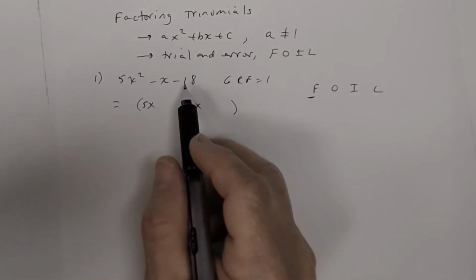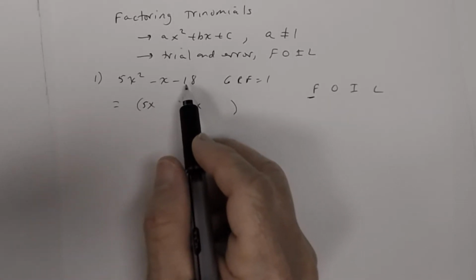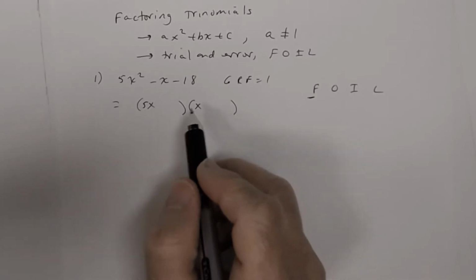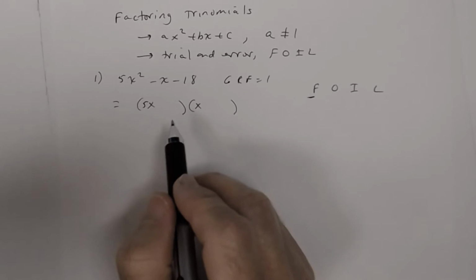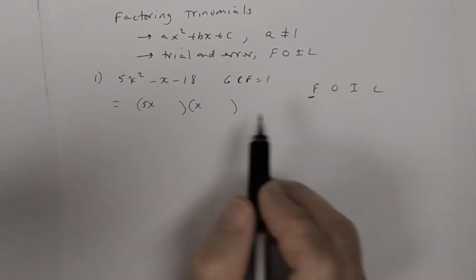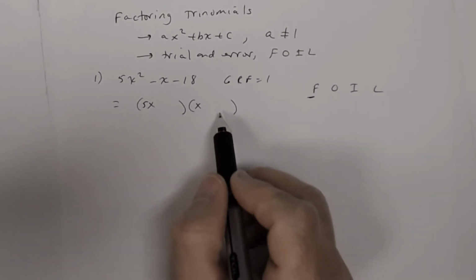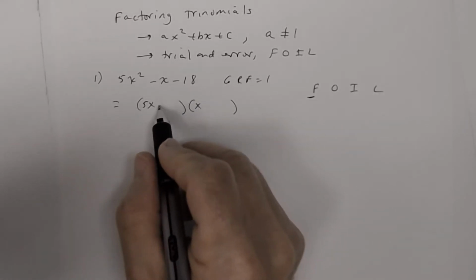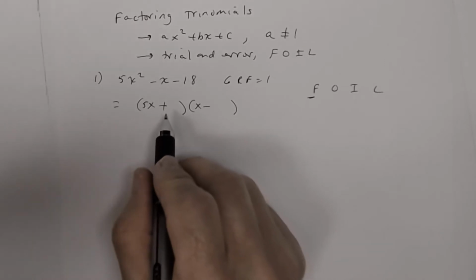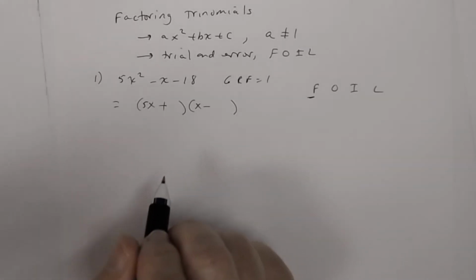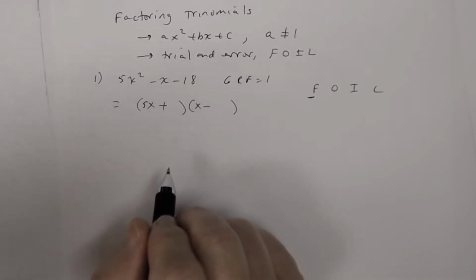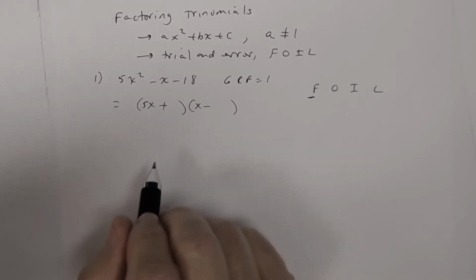Now let's get the last term. The last term is negative 18, right? In order for us to get a negative last term, negative 18, the signs in here have to be different. Think about that last again: this times this gives you that. The only way is for one to be positive and the other negative. Just go ahead and put one positive, one negative for right now. That's what I would do, because you're going to be checking anyway, so you can quickly determine whether you have it correct or not.